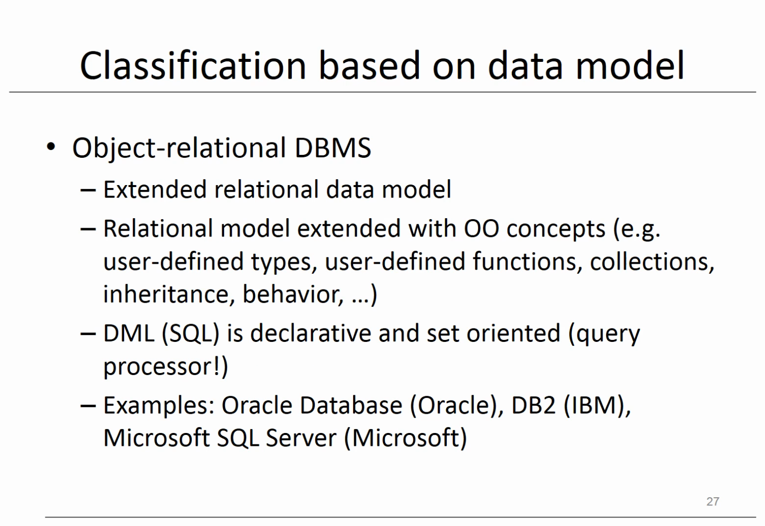An object relational or extended relational DBMS uses a relational model extended with object-oriented concepts such as user-defined types, user-defined functions, collections, inheritance, and behavior. As with pure relational DBMSs, the DML is SQL, which is declarative and set-oriented. A query processor is available for query optimization. Most relational DBMSs, such as Oracle, DB2, and Microsoft SQL Server, incorporate object relational extensions.